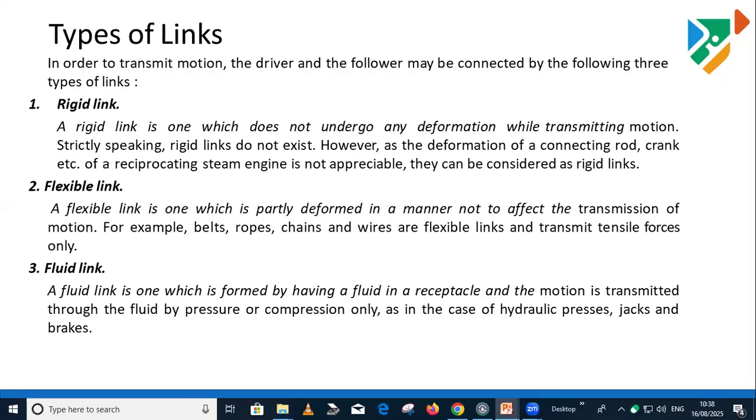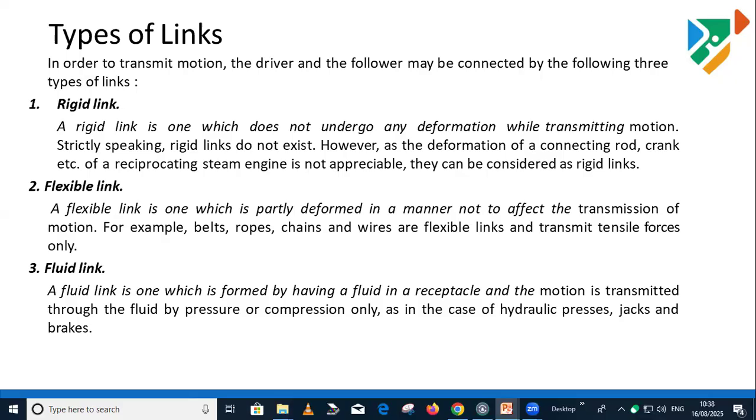We have these three types of links: rigid link, flexible link, or fluid link. Now, a rigid link is a link which will not deform while transmitting the motion. These are links like a connecting rod, crank, again piston pin or gudgeon pin, or a slider. These are the parts that are not going to deform during motion transmission.